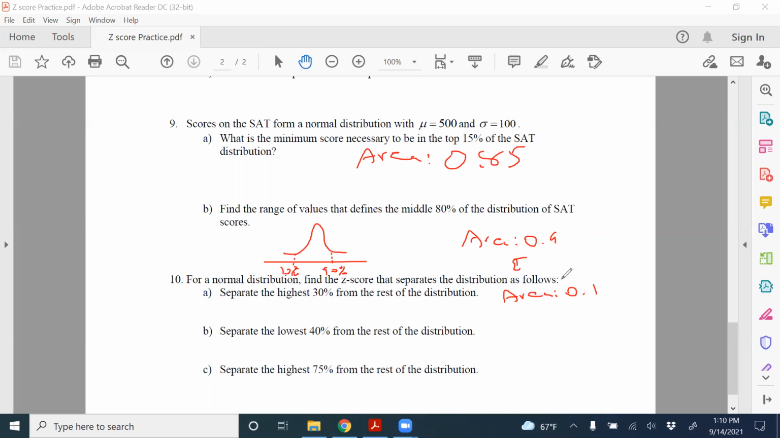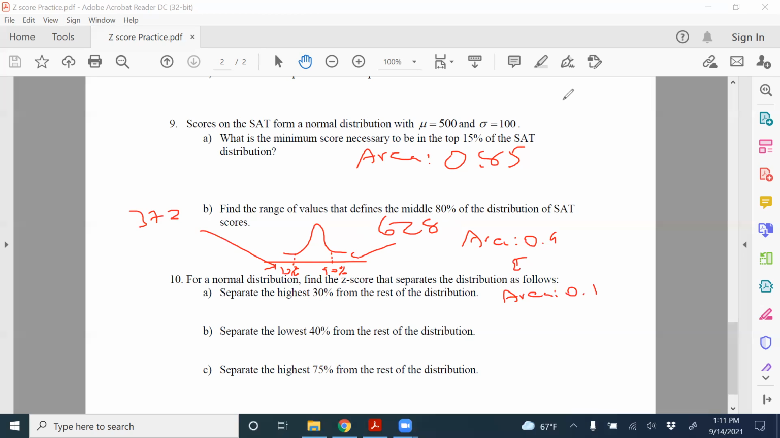In fact, if we're curious about that, I could do that for you right now for 9B. So if I do 0.1, 500 is my mean, 100 is my standard deviation, I get 371. The 10th percentile, we'll say 372. But do this again, and I get 628. So any score in between is going to be the range of values.